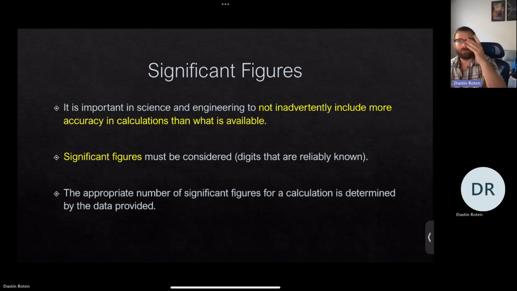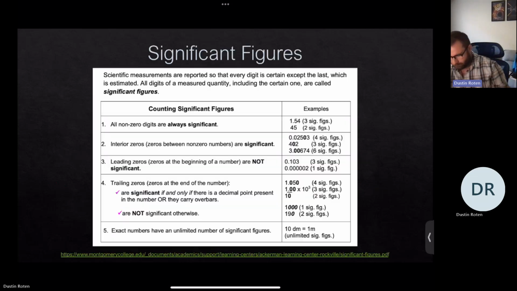So you don't want to lie about your accuracy and how accurate you can be in your measurements. So that's why we have to consider these significant figures. And that's essentially just the digits that are reliably known. So the appropriate number of significant figures for a calculation is basically determined by the initial data that's been provided. Here are some rules. I suggest you pause and read these thoroughly.